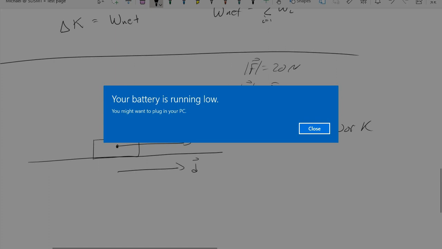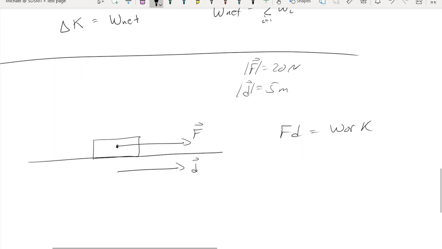Oops, looks like I got to plug in my computer here. That's why the screen was getting dark. There we go.